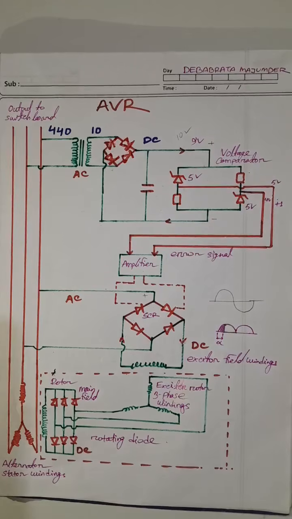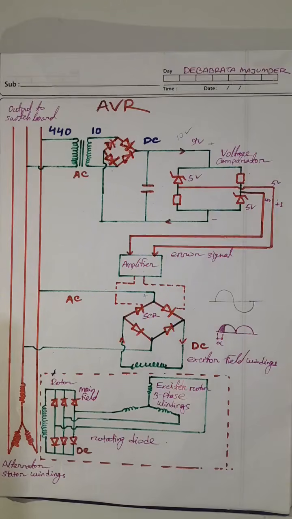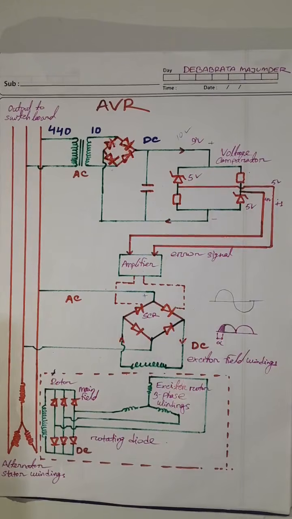Here is the circuit diagram of AVR. AVR means automatic voltage regulator. So basically in AVR there are two parts. Number one, how AVR itself works. Number two, how AVR controls the excitation of the windings.